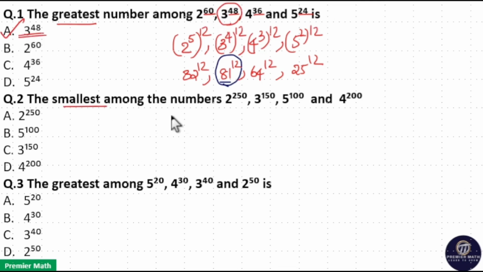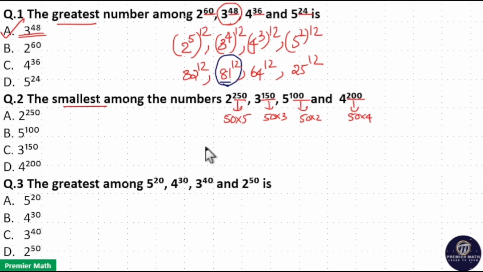Same way, smallest among the given numbers. Here 250, 150, 100, 200. Common factor is 50. 50 into 5 is 250. 50 into 3 is 150. 50 into 2 is 100. 50 into 4 is 200.